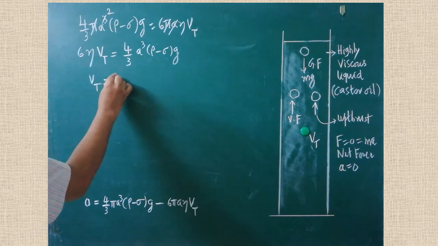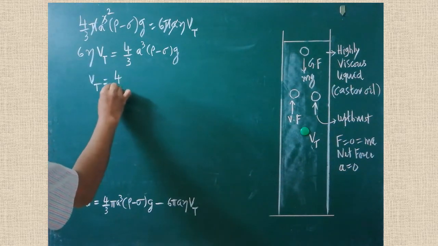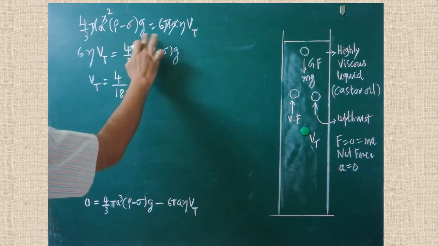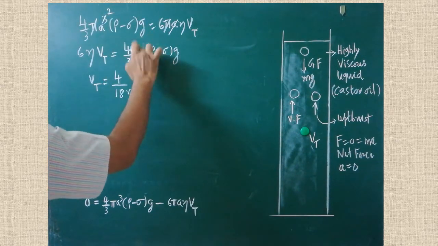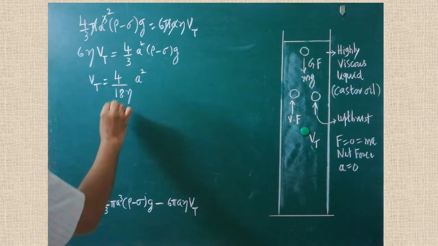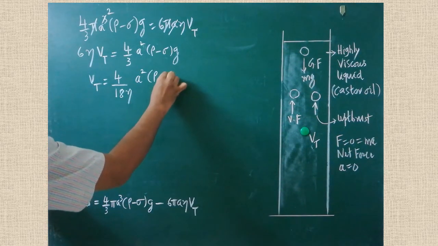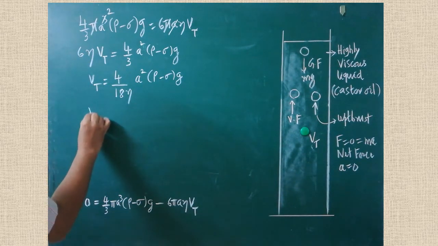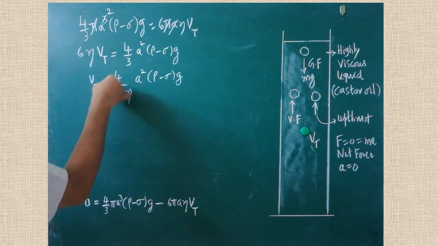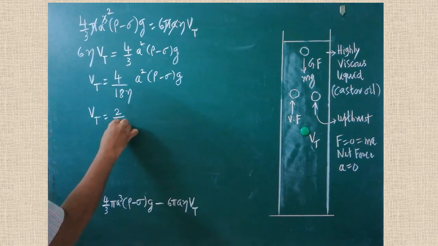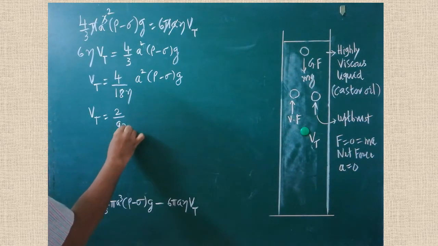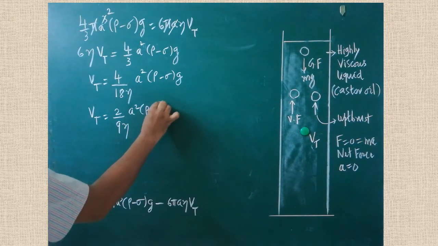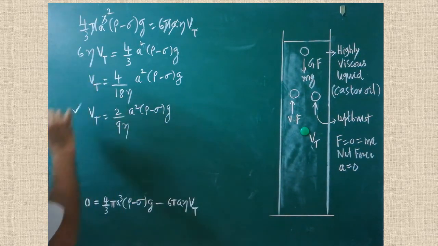Vt is equal to 4 divided by, if 6 is brought here, that one becomes 18. This eta can be brought down. And then what is the remaining thing? Here already this one is squared. A squared is there, and then rho minus sigma G is there. If this eta is already brought here, now I am going to get the expression for Vt. Now these two factors can be cancelled. That one becomes 2 pi 2 divided by 9 eta, and then A squared into rho minus sigma G.